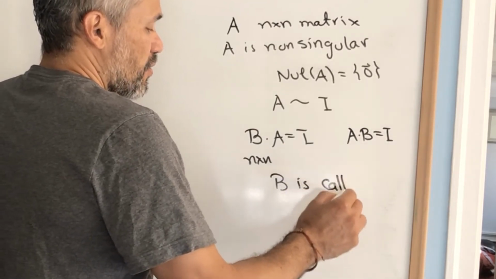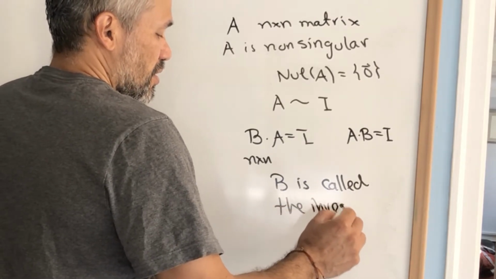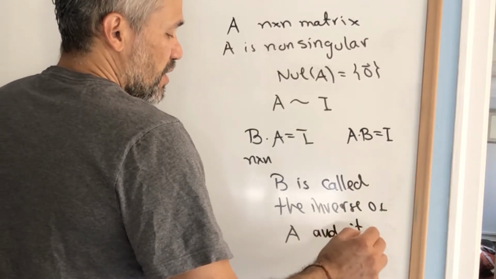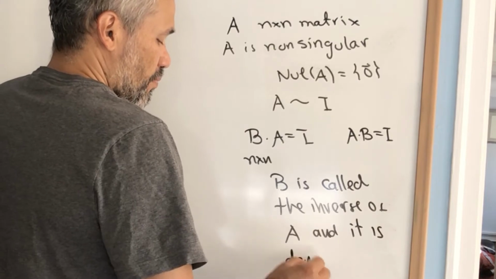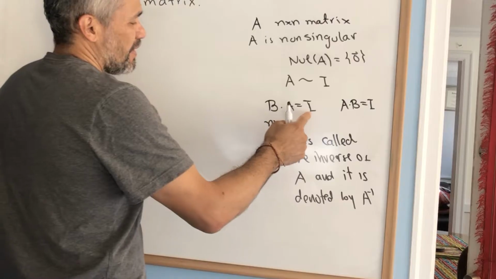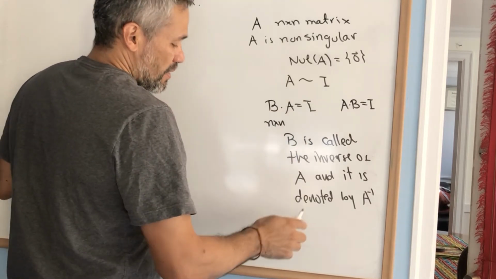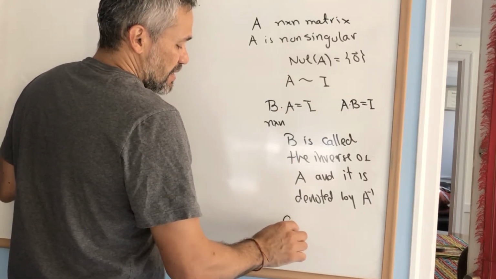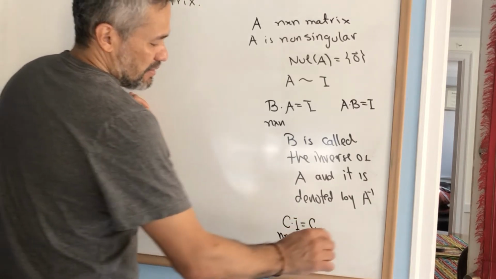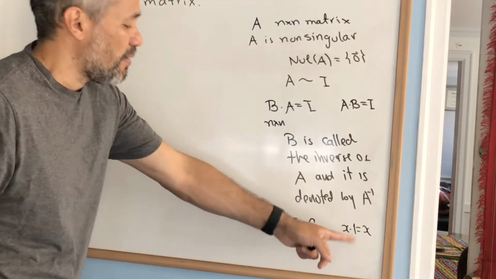B is called the inverse of A, and it is denoted by A inverse. And the reason is that this identity matrix plays the role of a 1. Notice that any n by n matrix C times the identity matrix gives us C, in the same way that any number x times 1 gives us the number x.